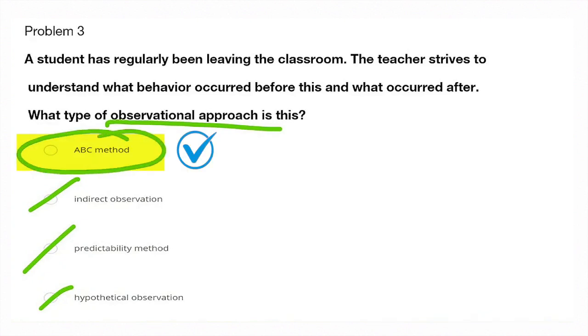The ABC method is the correct answer in this case because it involves analyzing what happened before and what happened after the behavior. The ABC method of observation helps the teacher to strive to determine the antecedent behavior and the consequences by observing actions that occur before and after the undesired behavior. So ABC method would be the correct observational approach for this teacher.